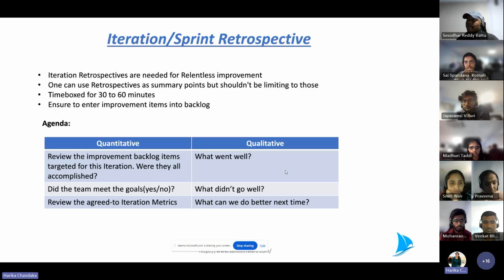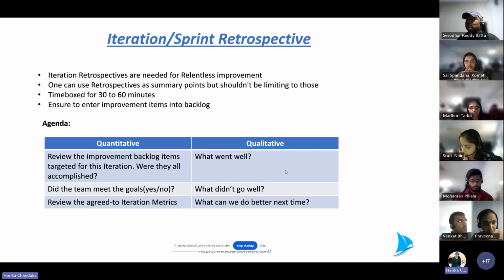Review the agreed iteration metrics. I just quoted an example like we have a 5 member team and 8 story points each. So we had a plan of 40 story points per sprint. Did we achieve all the 40 story points? If it is 100% velocity, well, good. We had very good planning. If not, why? What were the impediments?